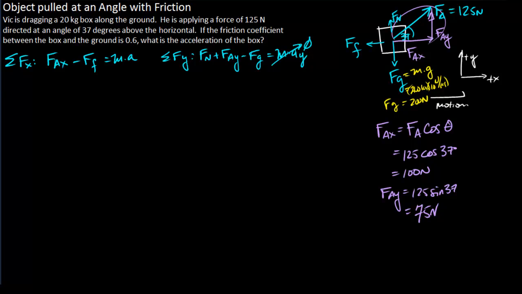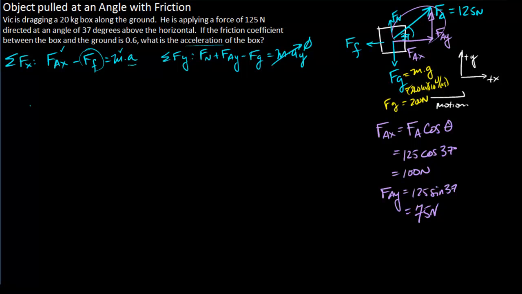Now at this point, I want to check and see what I'm looking for. I'm looking for the acceleration of the box. So the acceleration of the box is over here. That means in order to find it, I need the mass, which I have. I need the FA in the x direction, which I also have. And I need the friction force, which I don't have yet. So I need to find the friction force somehow.